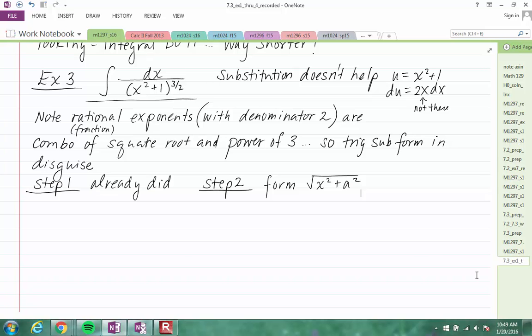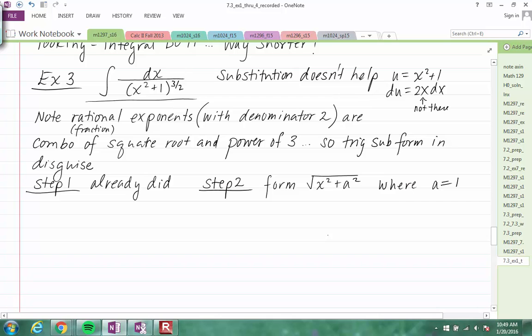Turns out we have a square root in disguise here. We have a rational power of 3/2, and the 1/2 part is the same as the square root. So you should be looking at trig sub and see the form that would be applicable. That's going on to step 2: this is the form, a little bit in disguise, of the root of x squared plus a squared, where our a in this one is going to be 1.